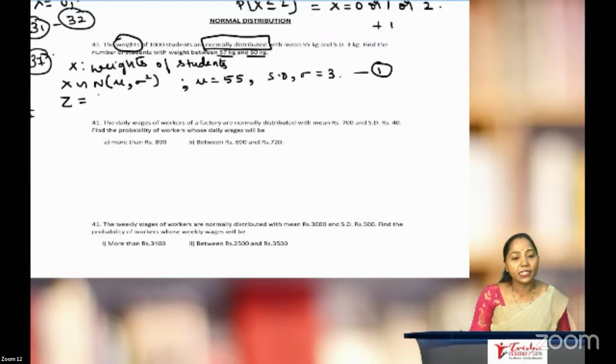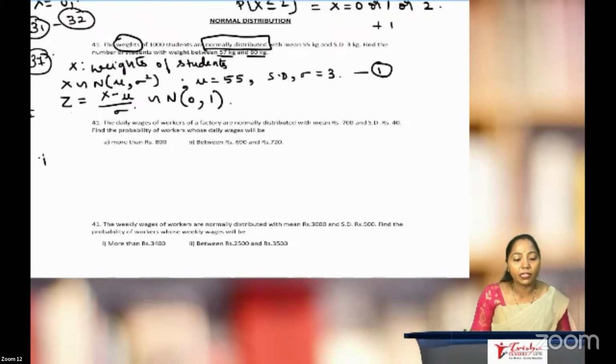Z is defined as X minus mu by sigma. This follows the standard normal distribution. Notation will be the same, capital N, with mean 0 and variance 1. So we standardize the normally distributed variable into a standard normal variable and then find the probability.